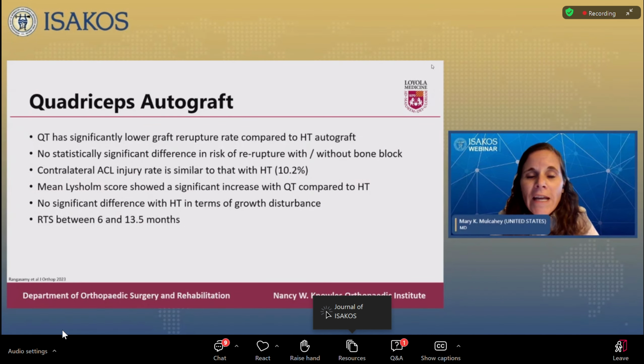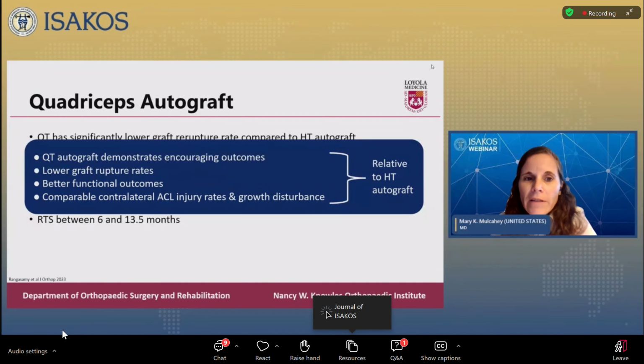Briefly on quad autograft, when looking at quad versus hamstring autograft, quad has been found to have a significantly lower graft re-rupture rate compared to hamstring autograft, but there's no statistically significant difference in the risk of re-rupture with or without a bone block in terms of the quad autograft. And then contralateral ACL injury rate is similar to that seen with hamstrings, and mean outcome scores are significantly better with quad compared to hamstring. And then there was no significant difference compared to hamstring in terms of growth disturbance.